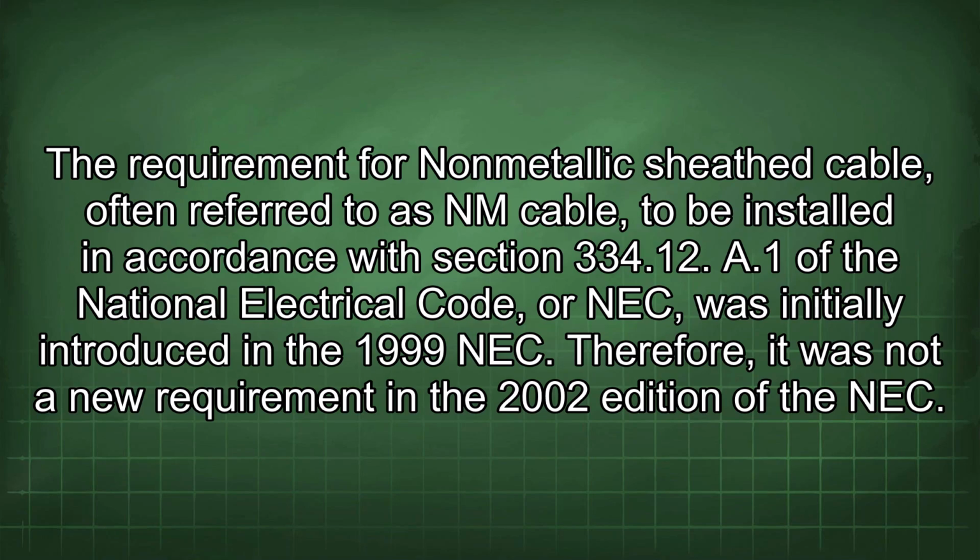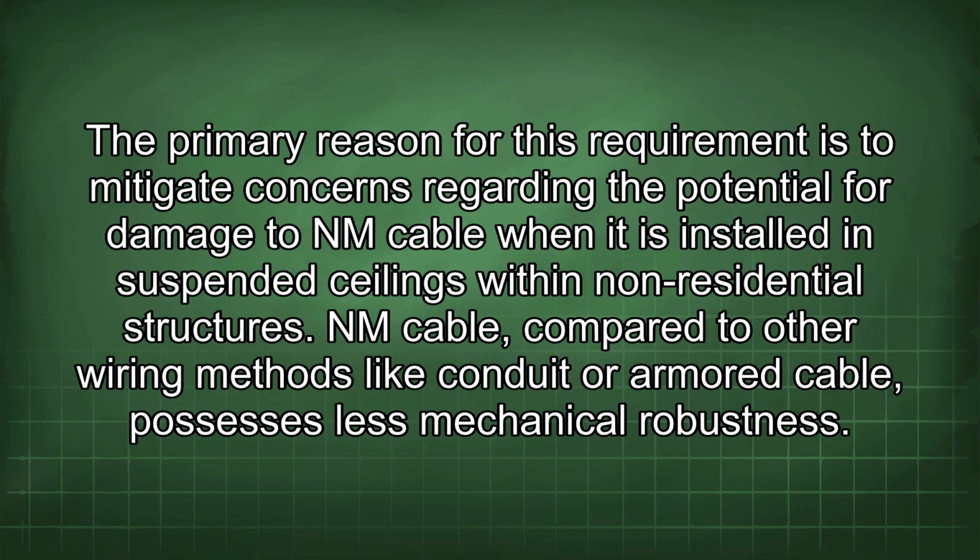The requirement for non-metallic sheath cable, often referred to as NM cable, to be installed in accordance with Section 334.12(A)(1) of the National Electrical Code, or NEC, was initially introduced in the 1999 NEC. Therefore, it was not a new requirement in the 2002 edition of the NEC. The primary reason for this requirement is to mitigate concerns regarding the potential for damage to NM cable when it is installed in suspended ceilings within non-residential structures.